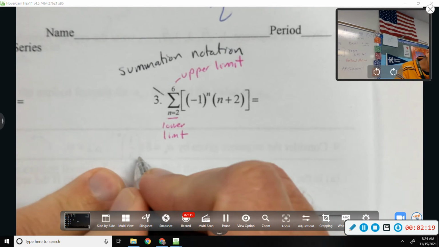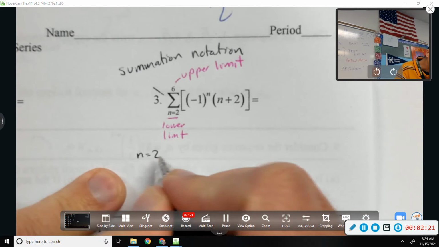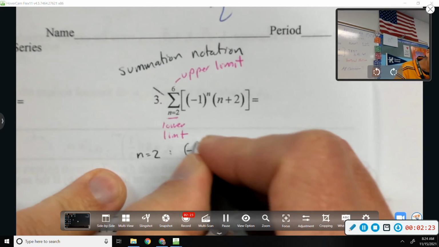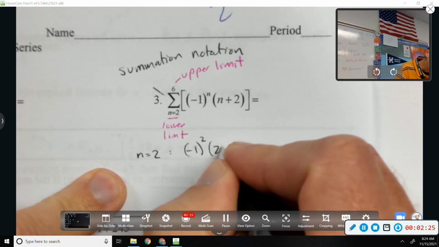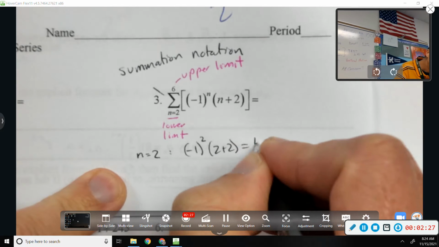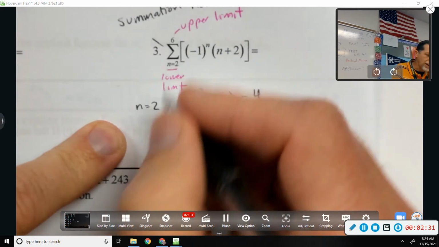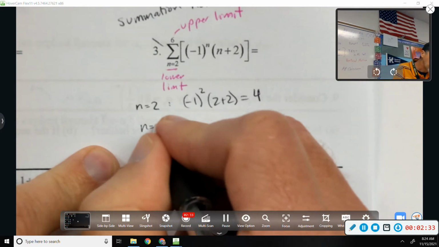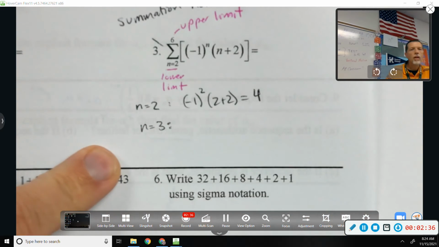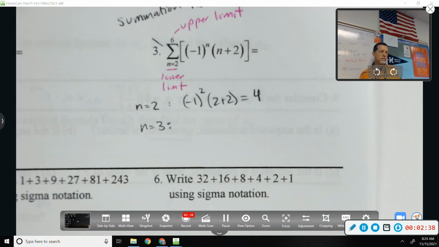So this one looks a little crazy. So n equals 2: negative 1 squared times 2 plus 2 would be a positive 4. That's all? I mean, we have to do that for 3, 4, 5, and 6, and then add them up. What if it's a lot bigger of a number? Are we going to have that on the test? If it's a lot bigger of a number, we'd give you a calculator.